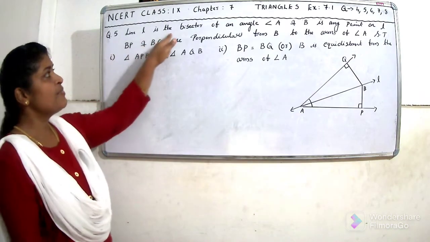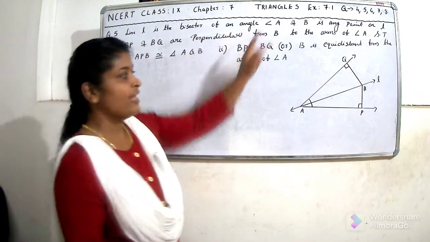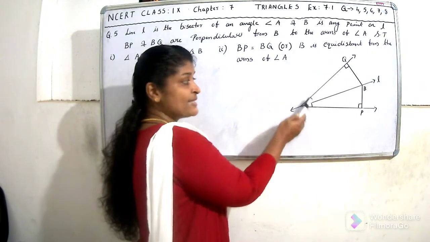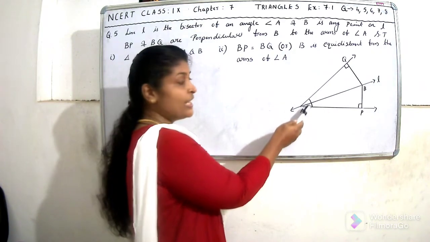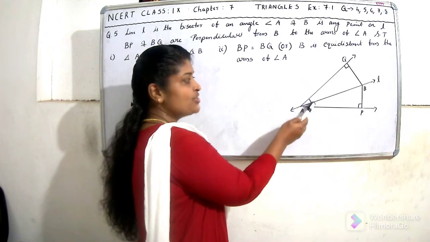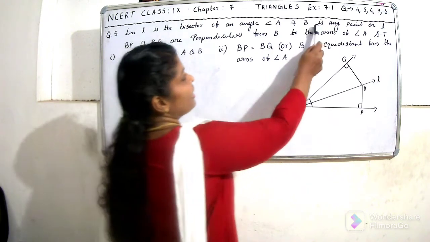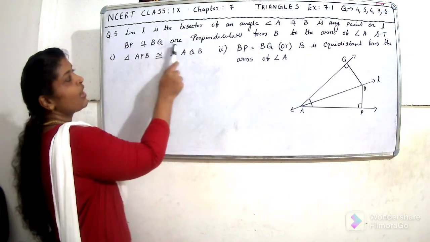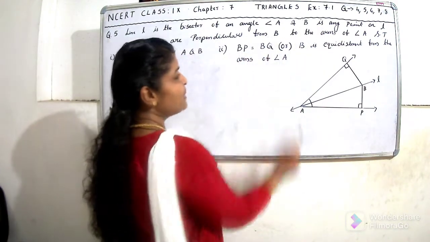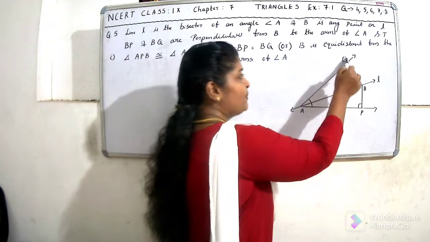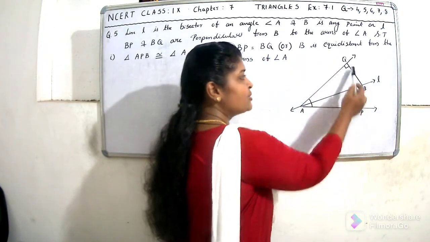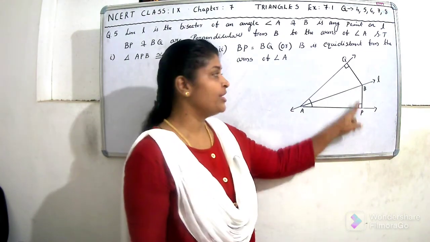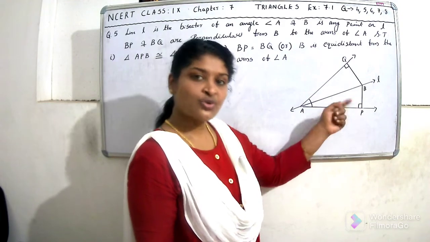Line L is the bisector of an angle A. That means this is line L. Angle A bisecting. Bisecting meaning it is what? Equally dividing. Okay. So these two angles are what? Equal. B is any point on L, BP and BQ are perpendiculars from B. That means BQ and BP, these two lines are perpendicular. Perpendicular means here the angle forming it is 90 degree. So these two angles are also equal.